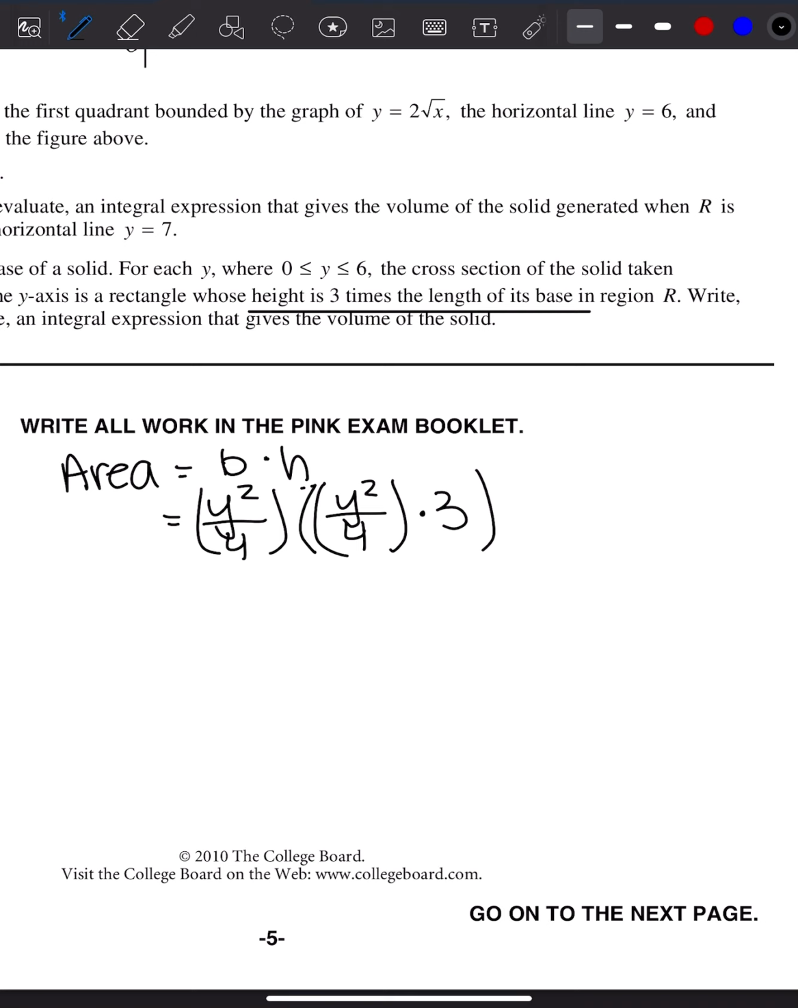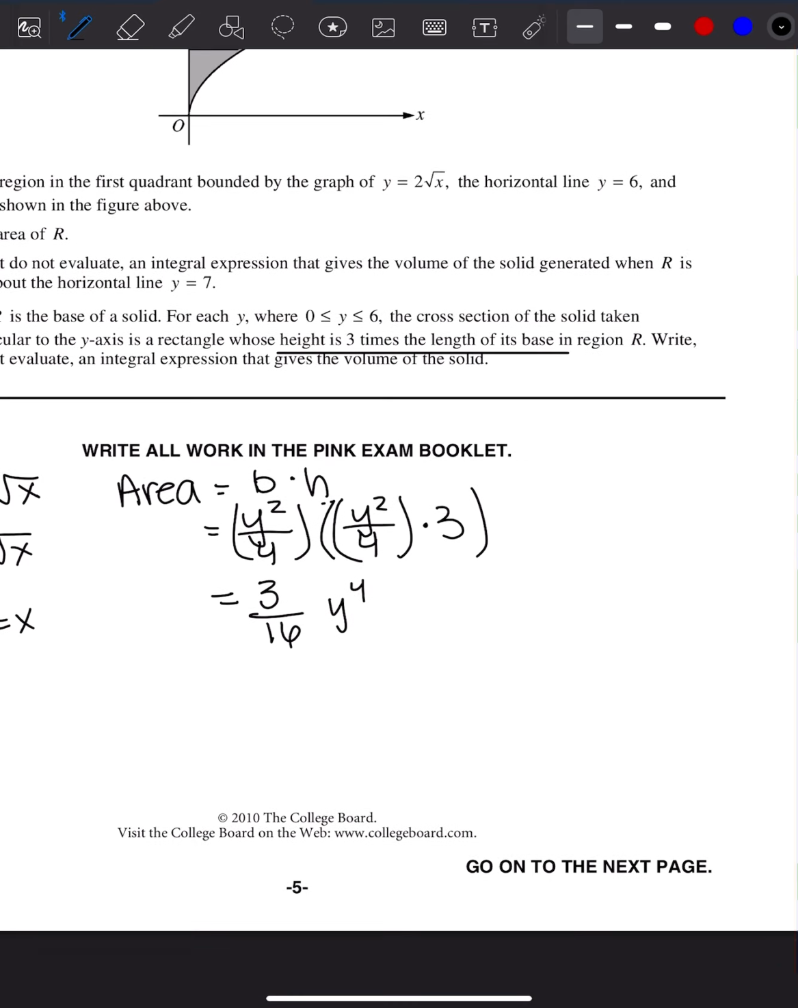Okay, so I'm now going to multiply this out just to make it a little bit easier for us. So I have 3 times y squared divided by 4 times 4. So I have 3 over 16, so 4 times 4 is 16, so I put all my constants together, and then I have y squared times y squared, which is going to be y to the 4th.